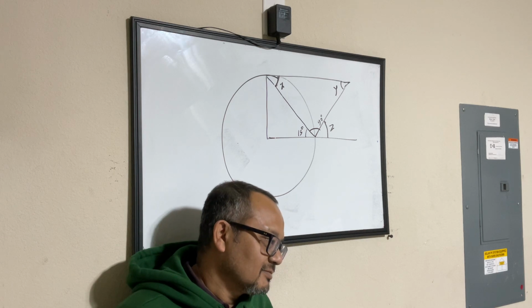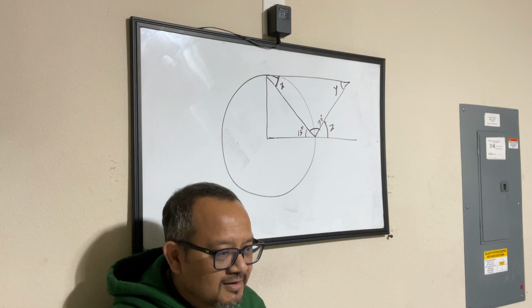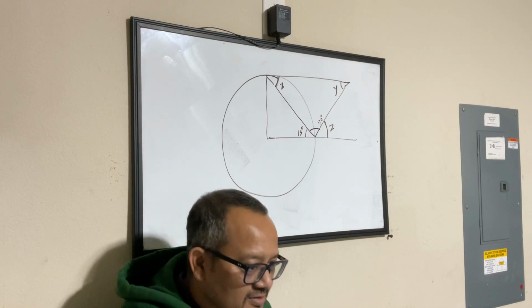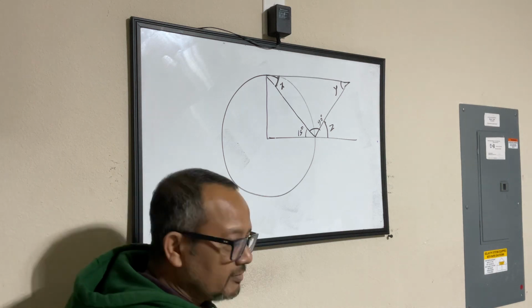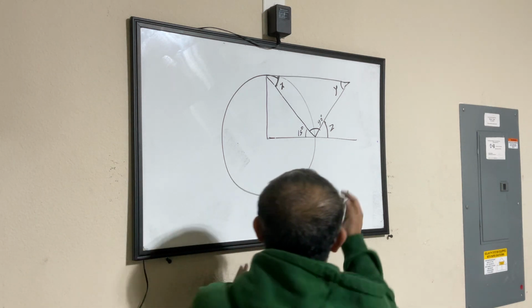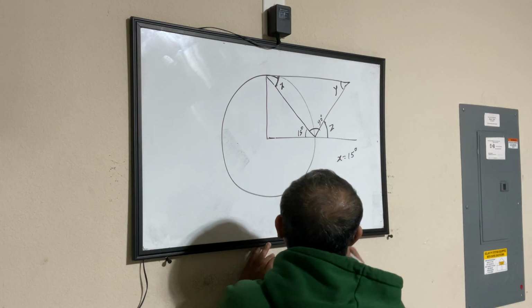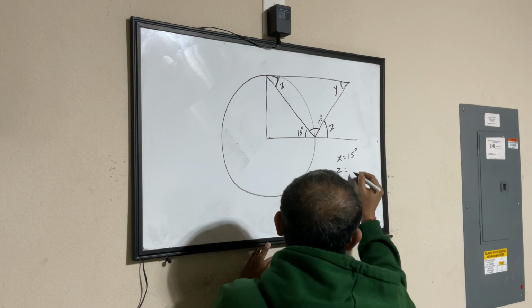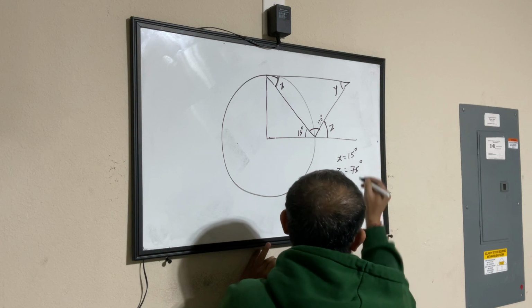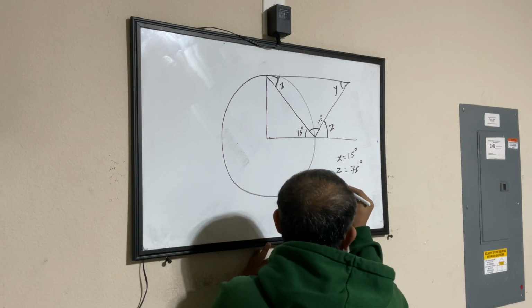I'm just drawing the diagram. Yes, Anvita. For X, I got 15. Okay. For Z, I got 75. Okay. And then for Y, I also got 75.